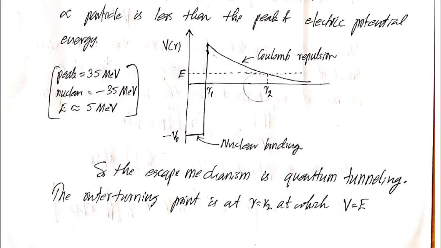And the typical values of these potentials: the peak value of electrostatic potential is of the order of 35 MeV, and the nuclear potential is of the order of minus 35 MeV, and the typical values of alpha particle energy is 5 MeV. Generally, nuclei are emitting alpha particles having energies from 4 MeV to 8 MeV. Clearly, this 8 MeV is much less than the 35 MeV. So, classically, alpha particle cannot escape from the nucleus, but experimentally, alpha particles are escaping from the nucleus.